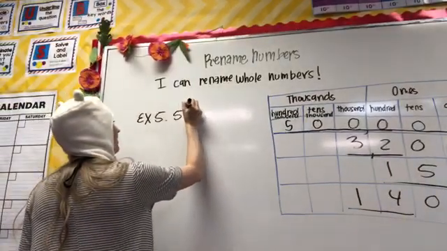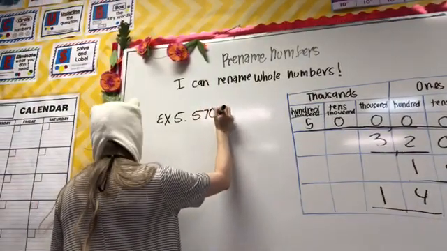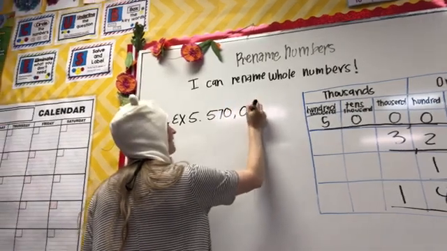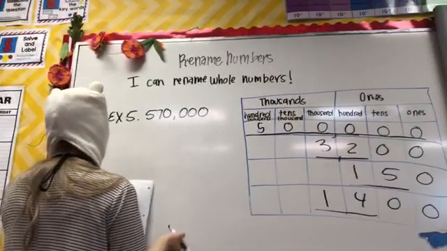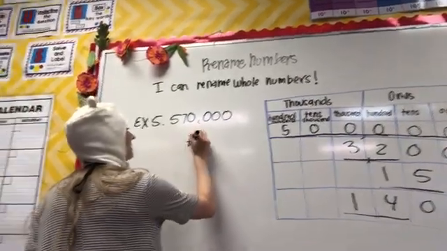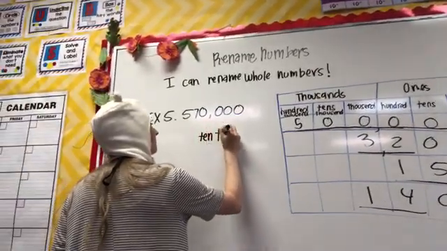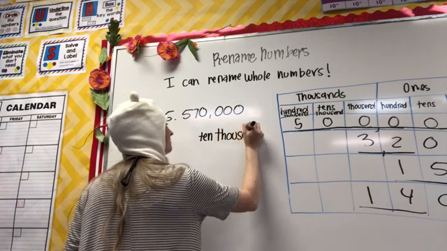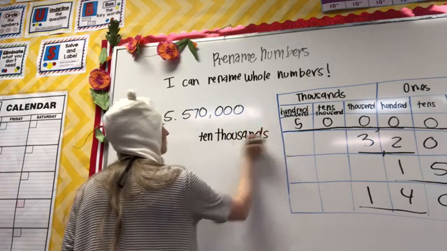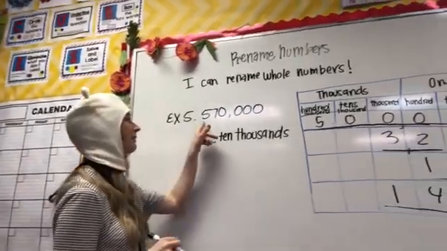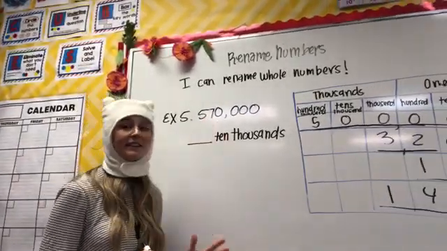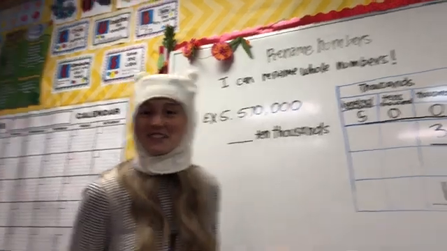If I had 570,000, and I wanted to know how many 10,000s were in this number. Okay, how many 10,000s are in the number 570,000? Pause it, and then I'm just going to keep going.